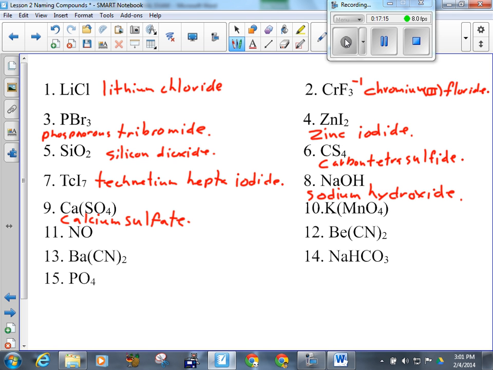Okay, all right, number 10. I've got potassium and then this MnO4 stuff. Have I got 3 elements in this compound? So do I have a polyatomic ion here? Yes, and in fact, anytime you see brackets, you have a polyatomic ion. So, this stuff here, K is potassium, and MnO4 is permanganate.